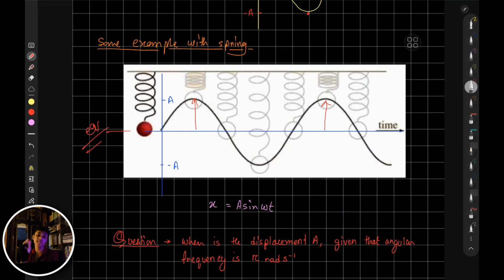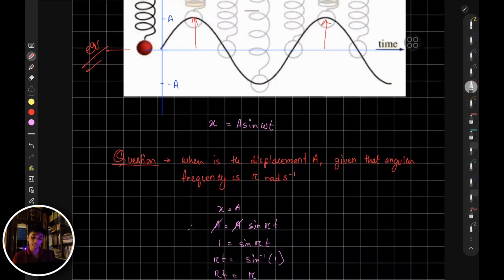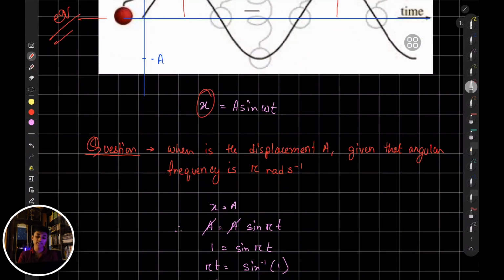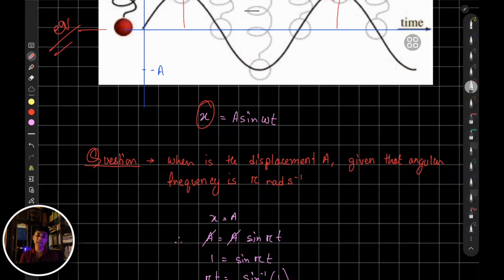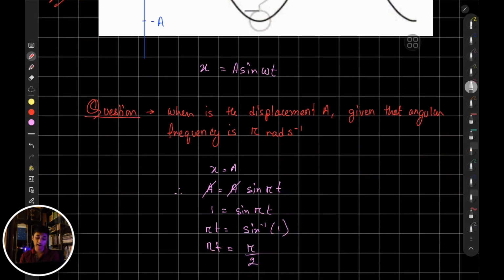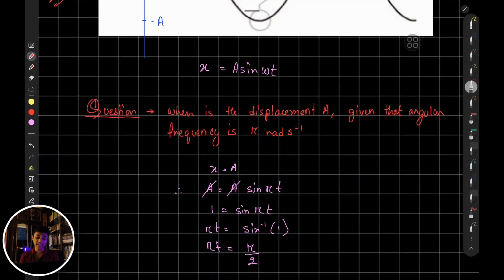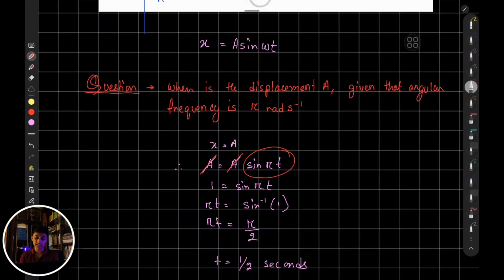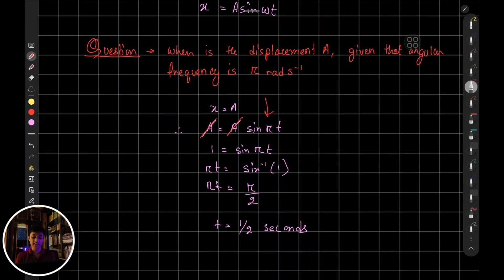Very easy. They've given you the angular frequency. You know they want the displacement as a. What do you plug in? x is equal to a. After you plug in x is equal to a, the a gets cancelled out and you're left with sine pi t. Why pi t? Because they've given omega. They've given you omega, which is pi rad per second. Once you plug in pi, you get sine pi t. Now you get the equation 1 is equal to sine pi t.